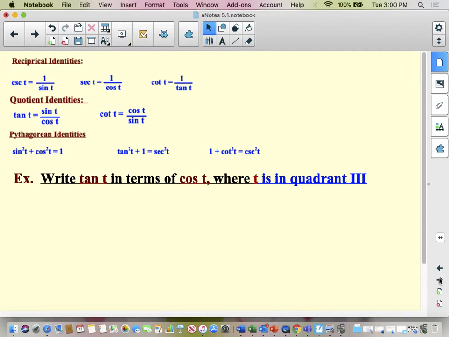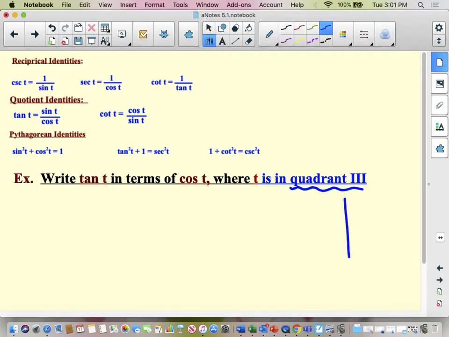Okay, so you're going to be asked to write tangent in terms of cosine, and cosine of t, and t, the angle, needs to be in quadrant 3. So remember how I said this means something, it's a big deal. Okay, so quadrant 3, obviously over here, where cosine is going to be negative, as will sine be. Okay, so just keep that in mind as we do our work. So tangent in terms of means your expression can only have cosines. In terms of something means just that.